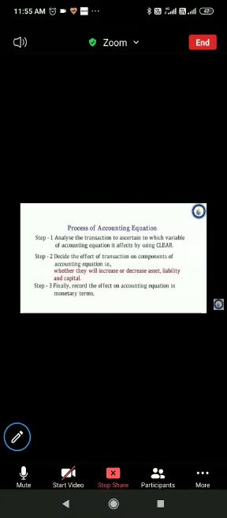Now the process of accounting equation. How will we do the question? Step 1 is to analyze the transaction to ascertain which variable of the accounting equation it affects by using CLEAR. We have just learned one word, CLEAR. So first you will analyze the transaction according to the word CLEAR. Suppose there is one example: furniture purchased for cash rupees 10,000.